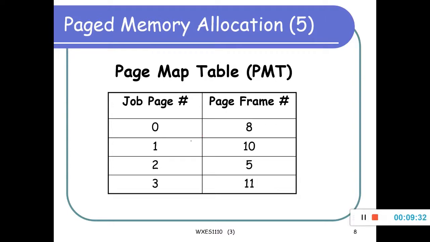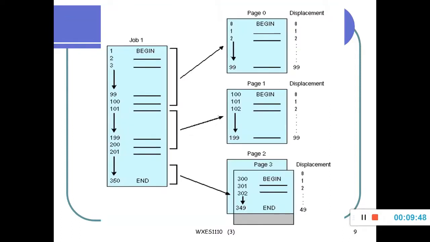Each active job has its page map table containing the information for each page number and its page frame memory address. So this is the page number, and this is the page frame memory address. Then we go to the memory map table, which has one entry for each page frame listing the location and free or busy status of each.